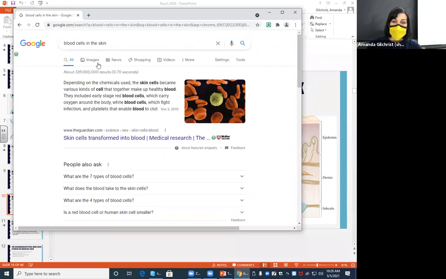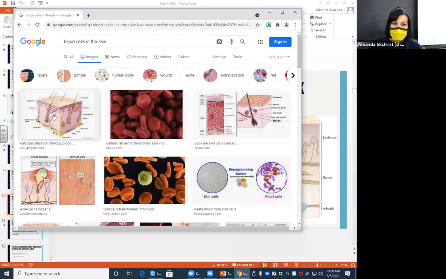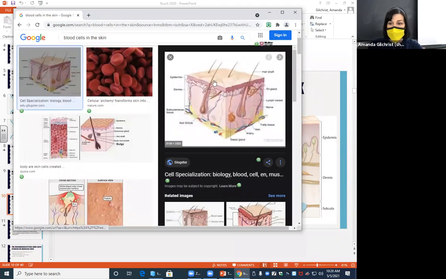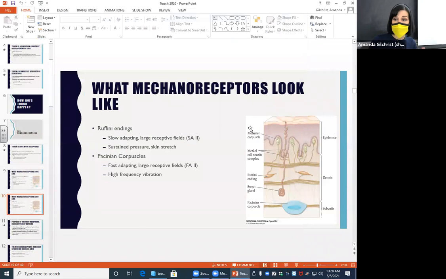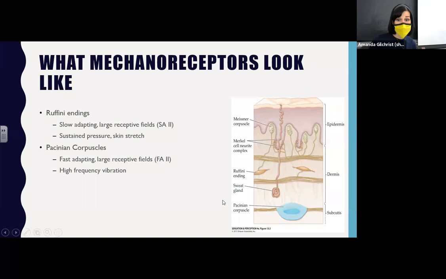Let's take a look at what this might look like. Here's a pretty good picture. It's kind of hard to see here. Here's our epidermis. We've kind of zoomed in on our epidermis and our dermis, but notice that you do have blood vessels and arteries that are embedded under the skin, and that's where the blood cells come from. In this particular image, we're not actually seeing the blood cells running through the arteries and the veins, but you know they're there.